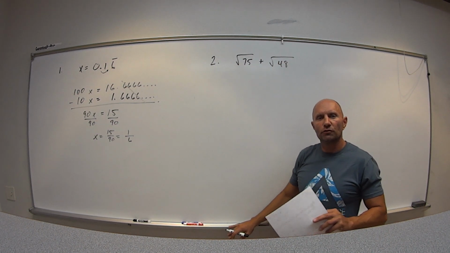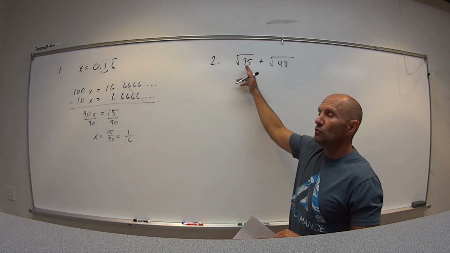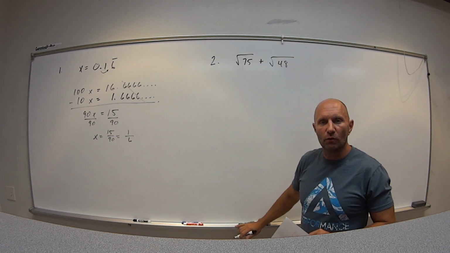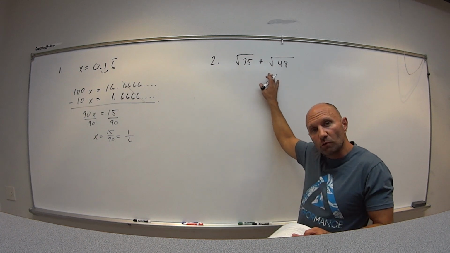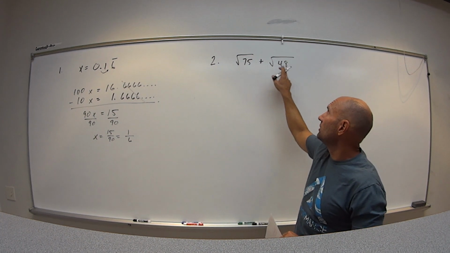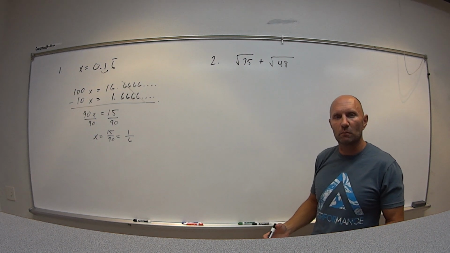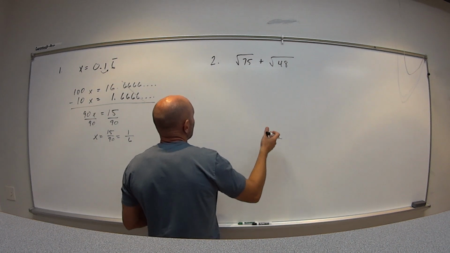So if we're adding or subtracting roots, what do we have to have? We have to have the root be the same, and the radicand, the number underneath the radical sign, has to be the same. In this case, they're both square roots, so that's fine, but we have an issue because the values underneath the radical sign are not the same. So we need to do some manipulation to get them to be the same.